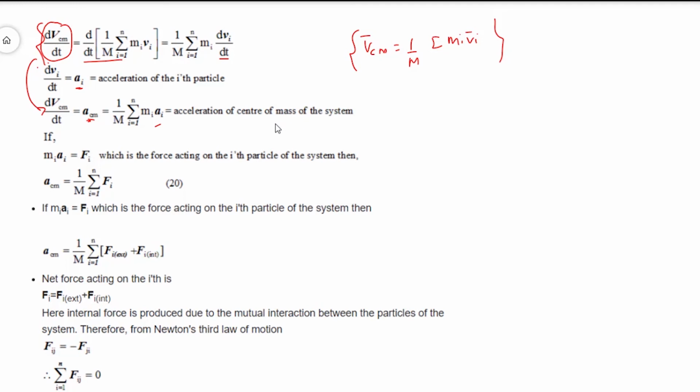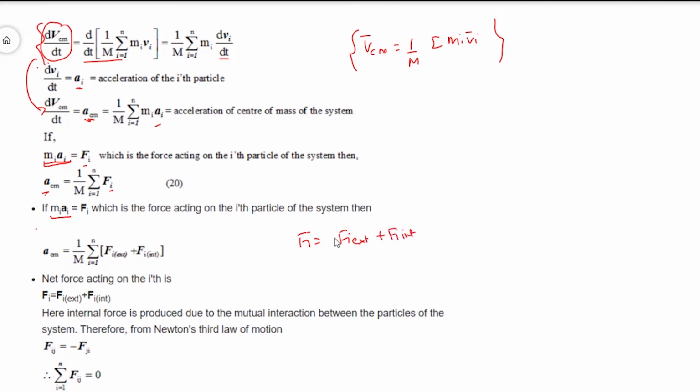So the acceleration of the center of mass is basically 1 by M summation of m_i a_i. Now think about it, if I write m_i a_i as the net force acting on the ith particle of the system, so m_i a_i is F_i, I can also write a_CM is equal to 1 by M summation of F_i. This m_i a_i is the net force on the system. I can dissect that net force as F_i external plus F_i internal.